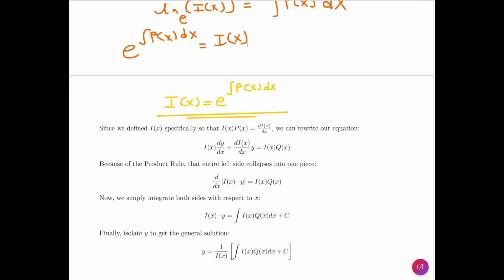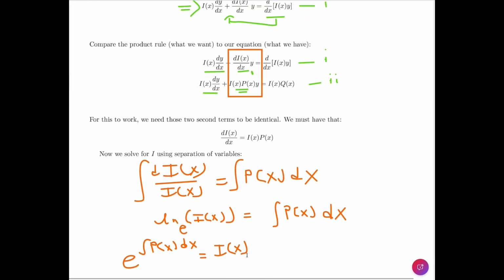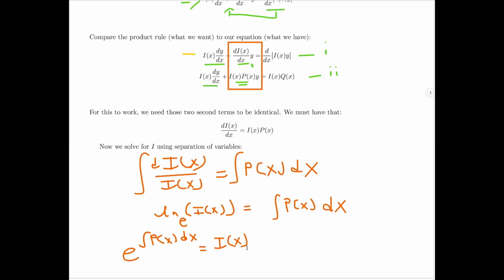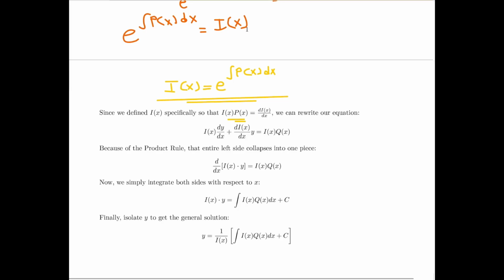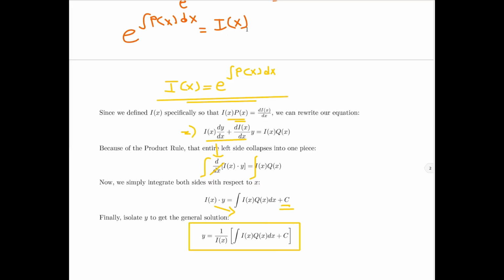Now since we defined I of x such that I of x times p of x is equal to this one, we can rewrite our equation. So basically, now that we have forced both of them to be equal, we have forced equation 1 to be equal to equation 2. We can now equate any one of the sides to any other. So we choose to equate this part to this part. Equating them will simply give us this equation right here. And note that this was a reversal of the product rule. Then you simply integrate both sides. So you get the dx removed, and then you have a constant right here, and you put this at the bottom to get the final equation. And this is how you find the general solution.